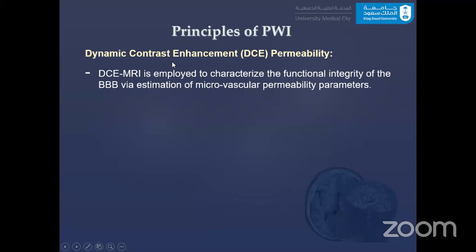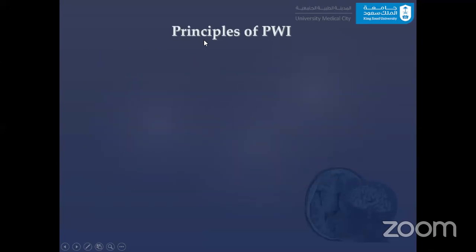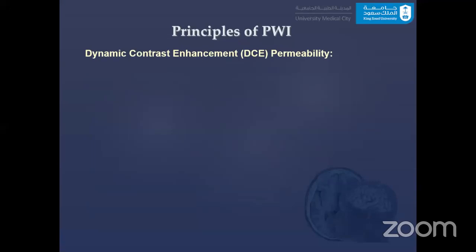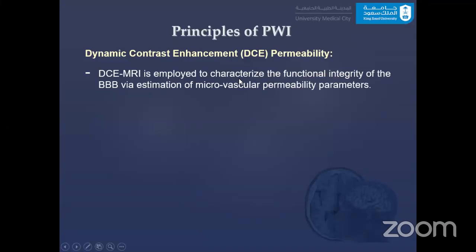The second type is the dynamic contrast enhancement. I'm just making an introduction now. After that, we will come to the technique and demonstrate how we can acquire both techniques. Dynamic contrast enhancement, the other technique based on T1 acquisition, is employed to characterize the functional integrity of the blood-brain barrier via estimation of microvascular permeability parameters.